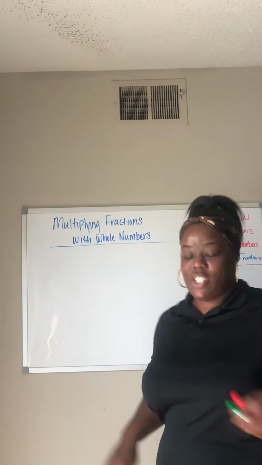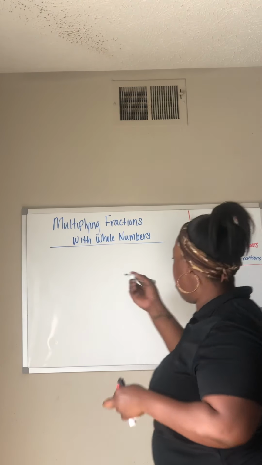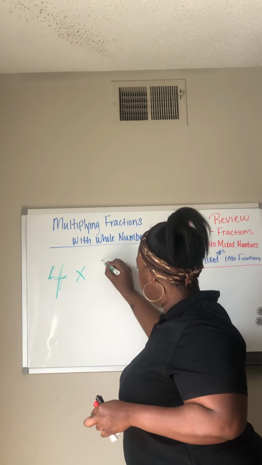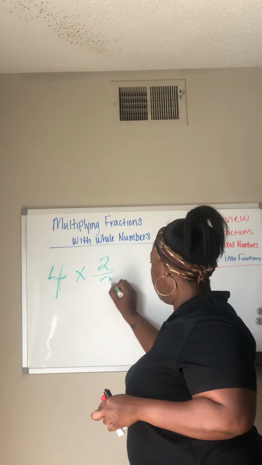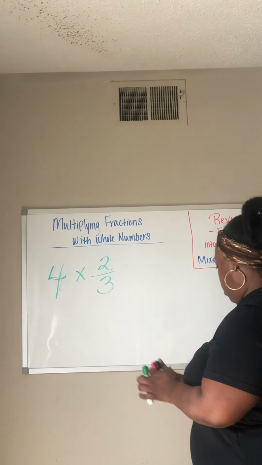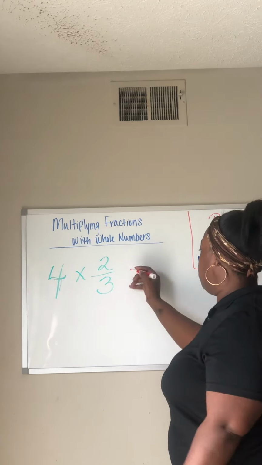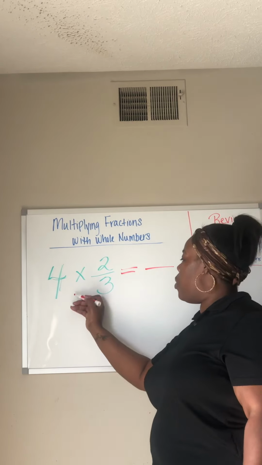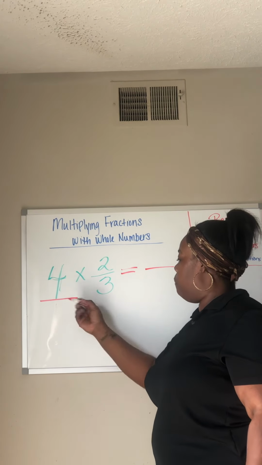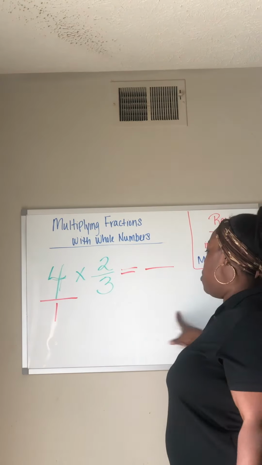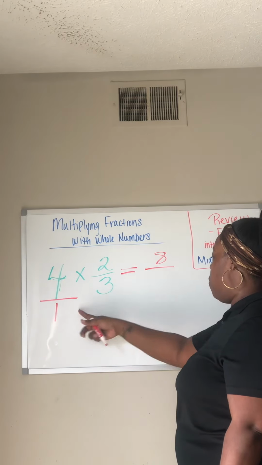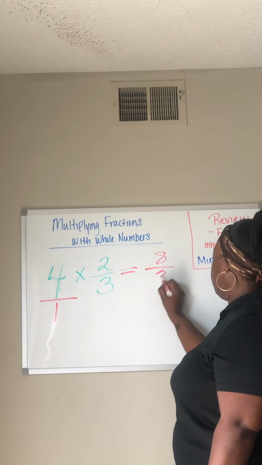All right. Next fraction I have for you is 4 times 2 over 3. We're going to take a look at that whole number and turn it into a fraction. Whole numbers are always going to be over 1. Turn the whole number into a fraction, then multiply straight across. 4 times 2 is 8. 1 times 3 is 3.